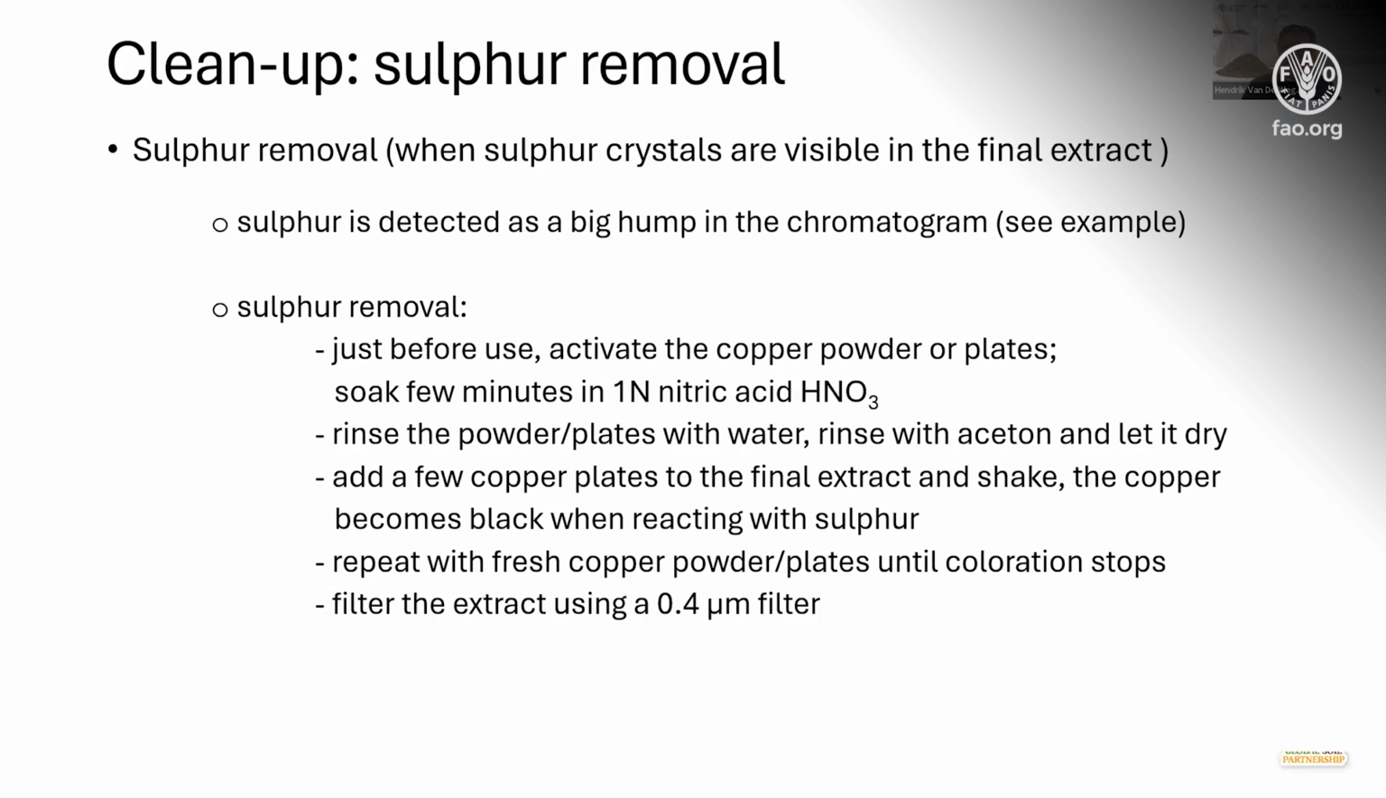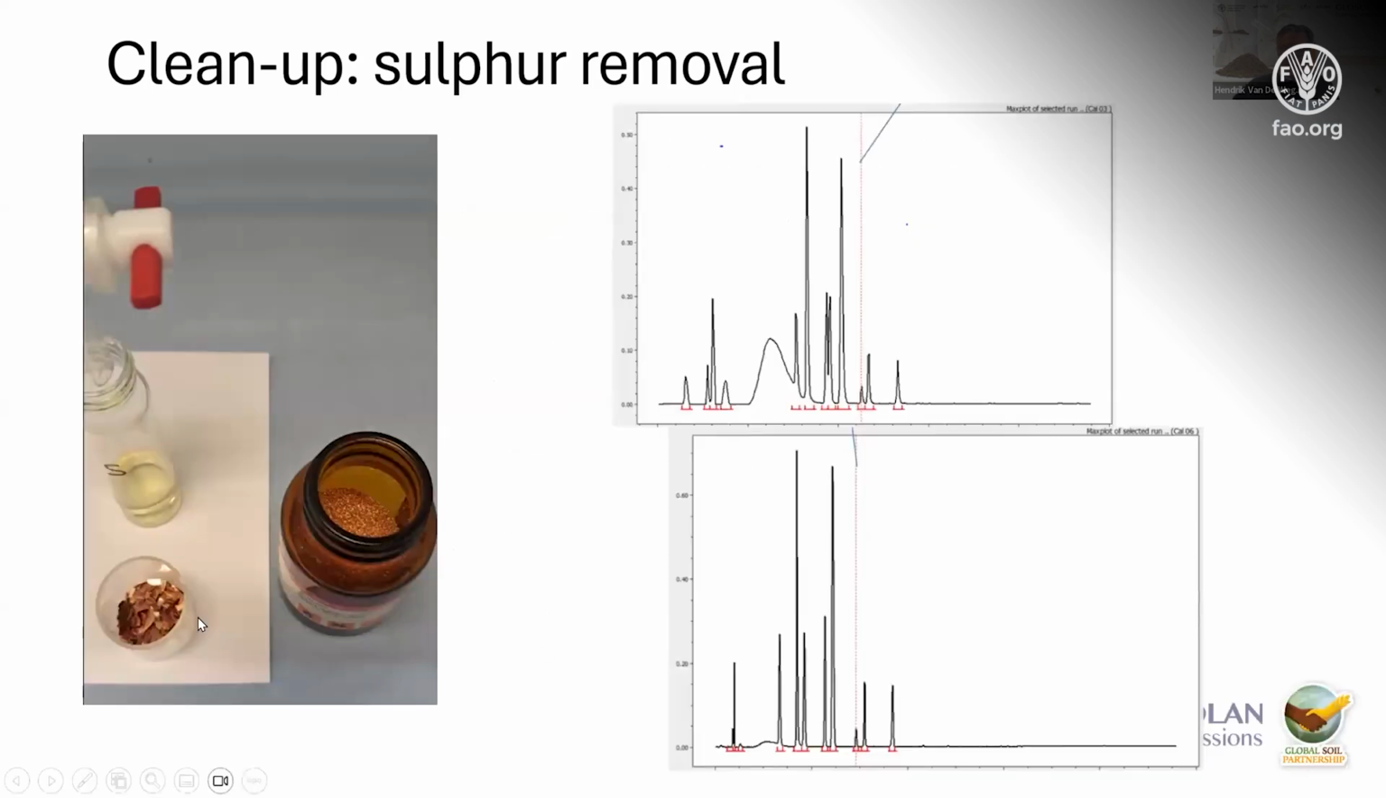Then we add a few copper plates to the final extract and we shake. When there is sulfur present, you will see that the copper becomes black because of the reaction with sulfur. And we repeat until the coloration stops. That means that all the sulfur is bound to the copper. And at the end, we filter the extract on a 0.4 micrometer filter. Here you can see an example of how the copper plates or the copper powder looks.